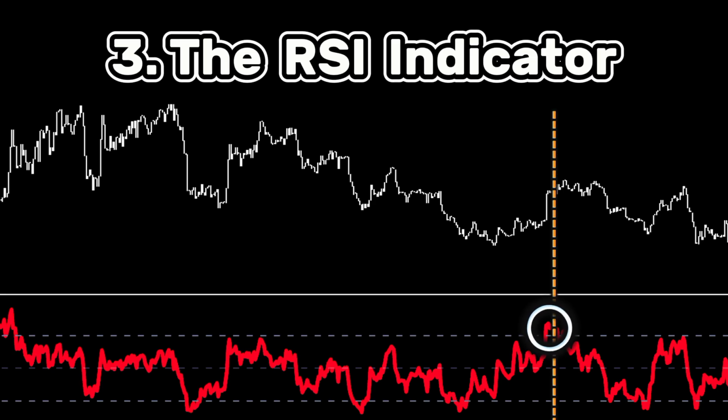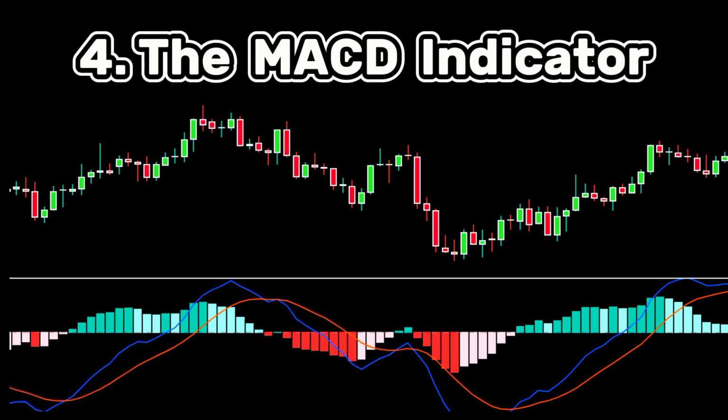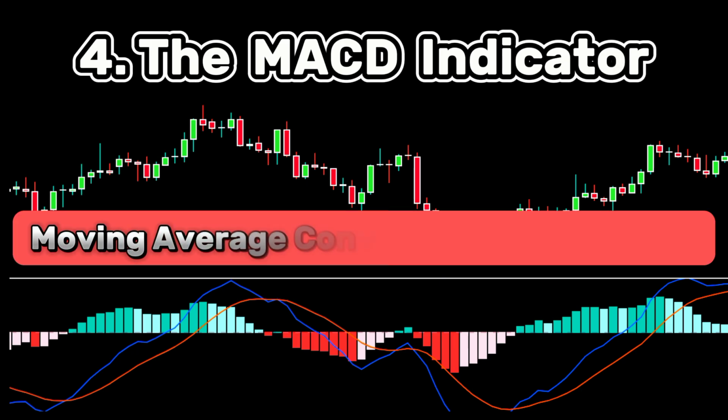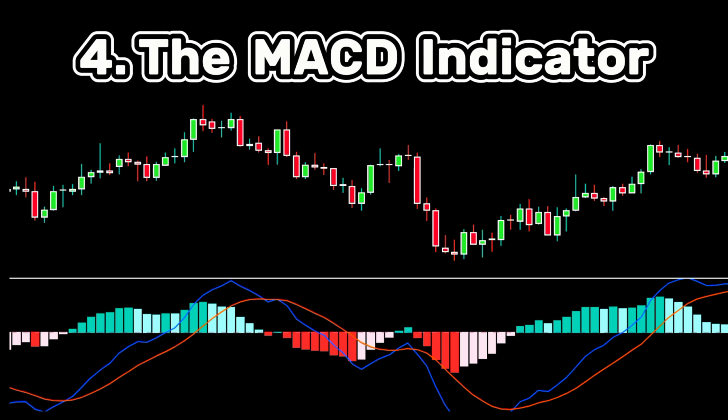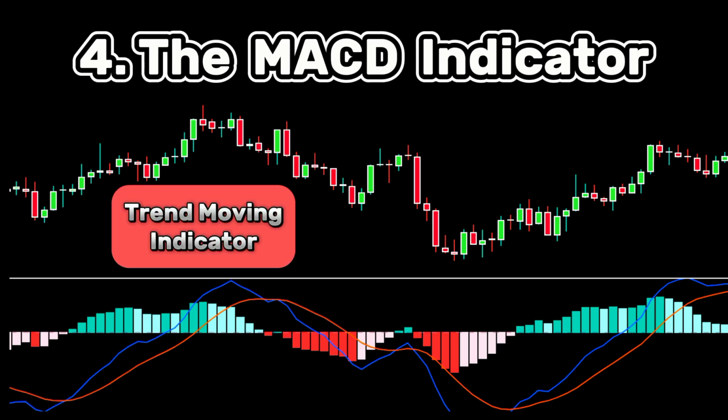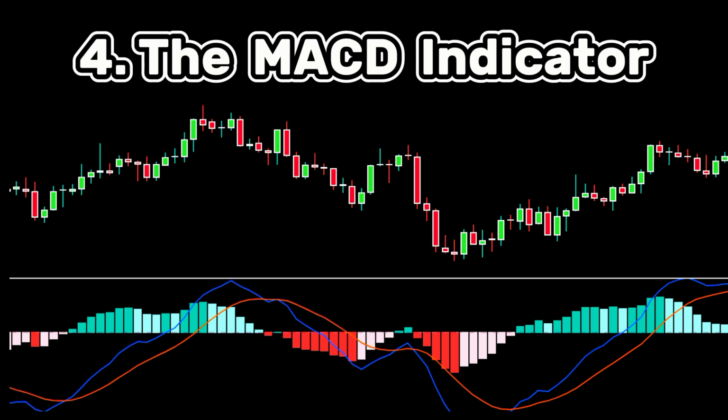The next indicator is called the MACD indicator. MACD is an abbreviation that stands for Moving Average Convergence Divergence. This indicator is one of the easiest of all. This is actually the first indicator that made me profits in my earlier days of trading. The MACD indicator is a trend moving indicator that shows the difference between two moving averages.